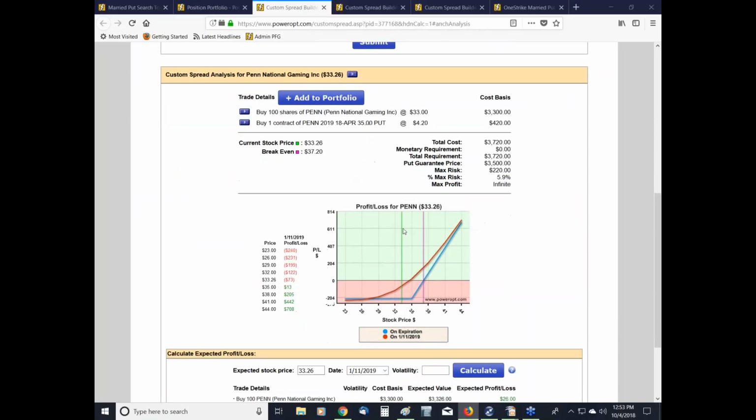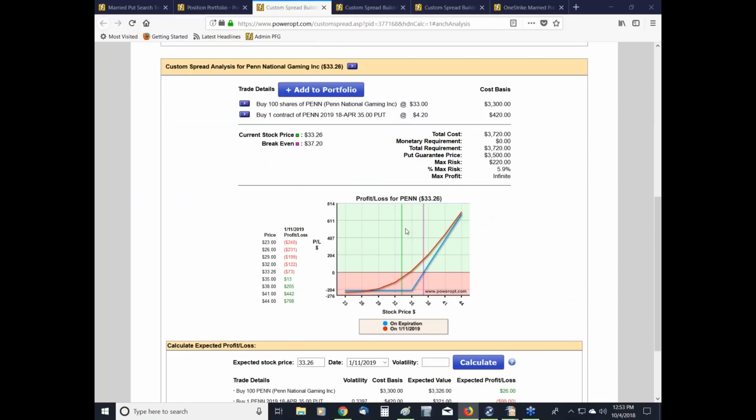So here's the position I opened for Fusion subscribers. And here, of course, is the risk of 220, worst case scenario, 5.9%. And Cameron says, Mike, we have to exercise for the guaranteed profit if the stock drops drastically. Is that right? Not really.